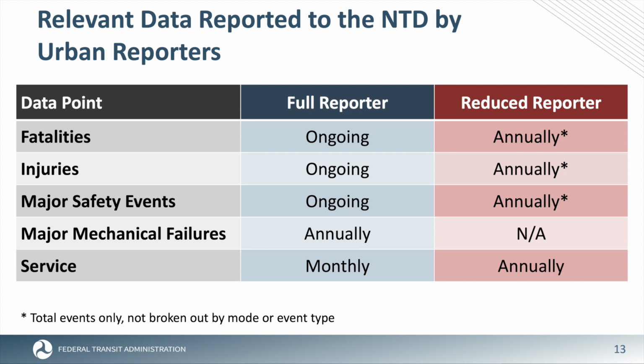Major mechanical failures for reduced reporters is not captured by the National Transit Database. So reduced reporters do not report this, so obviously it's not available in the NTD. Service data for reduced reporters is submitted annually by the reduced reporters, and this service data is broken out by mode.